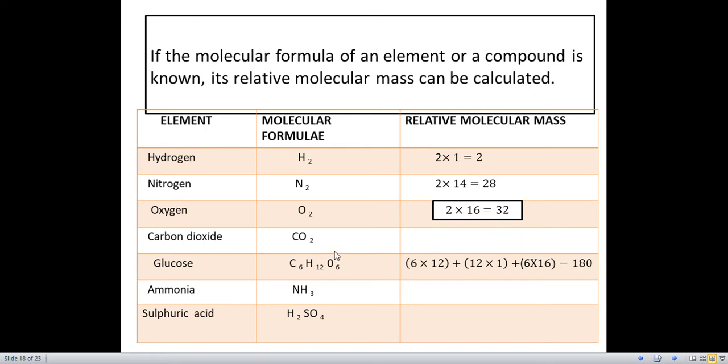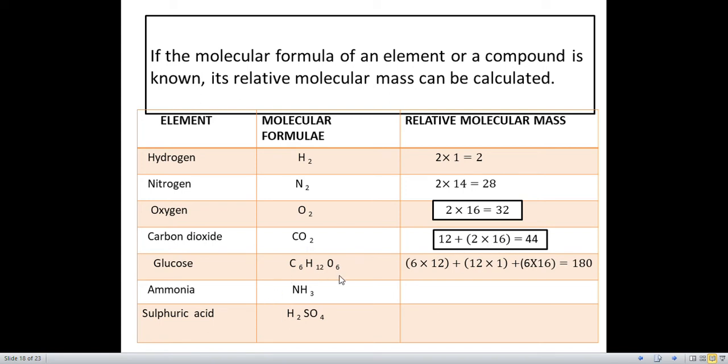What is the molecular mass of carbon dioxide? Carbon is 12, oxygen 16 times 2. How do you calculate? Carbon 12, there are 2 oxygen atoms here. 2 times 16, 32. 32 plus 12, 44.